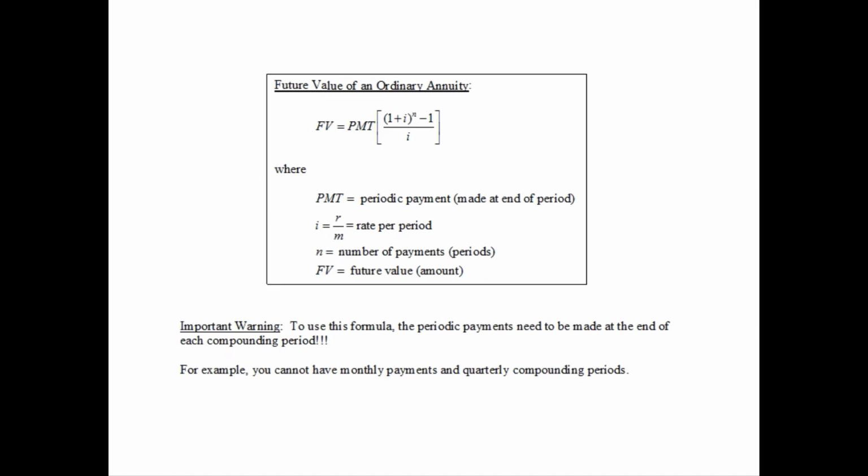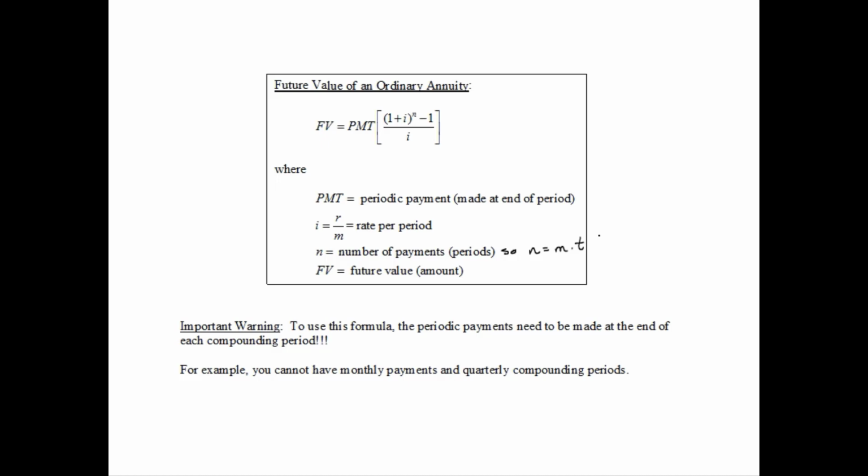Future value is equal to payment times 1 plus I raised to the n minus 1, all over I. Okay, our I here is R over M. You could write that into the formula. I've left it as I just to cut down on the clutter, but that's what it is. N is once again the number of compounding periods, and so that tells me that I can get that by multiplying the number per year times the number of years. And our future value is the amount after interest is accumulated.